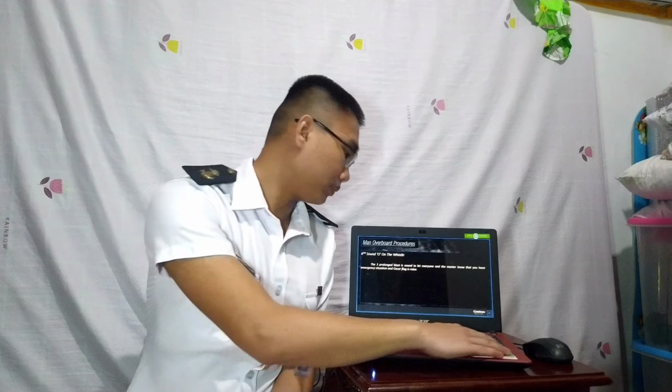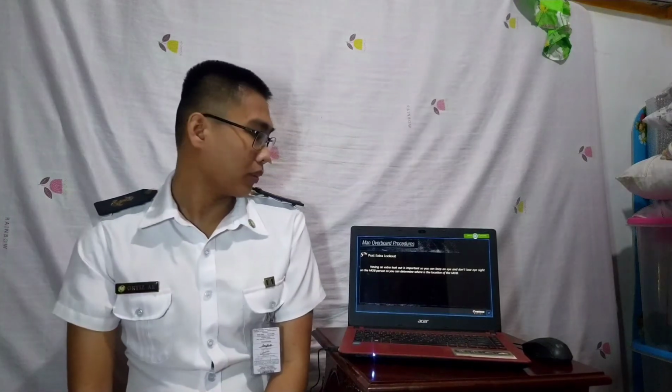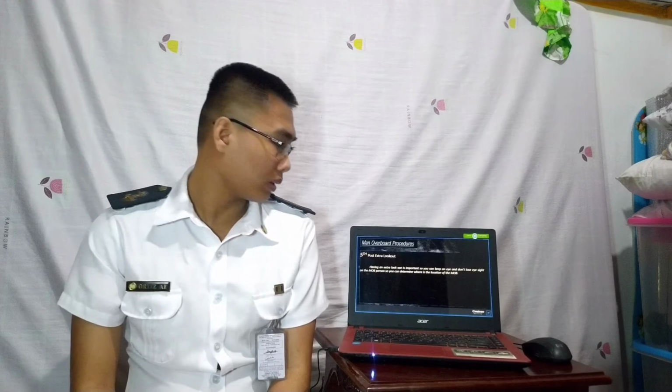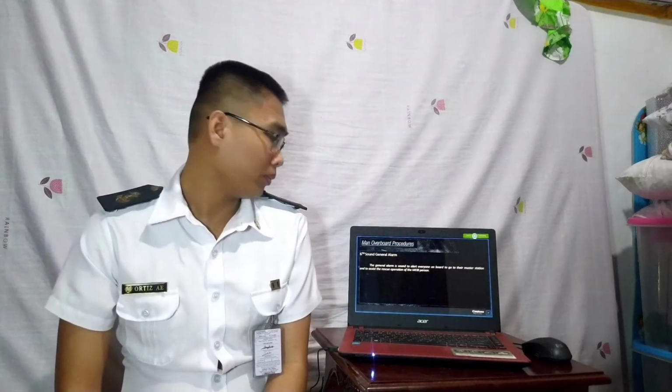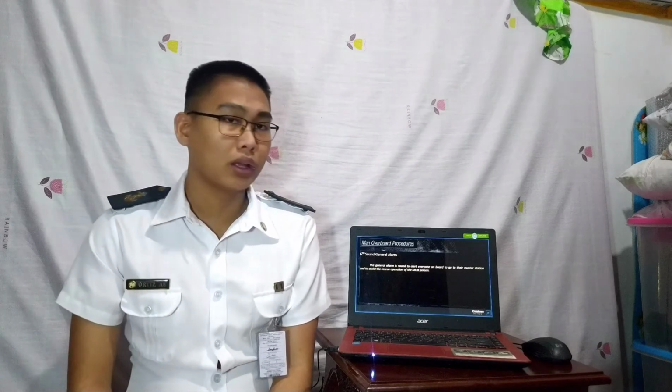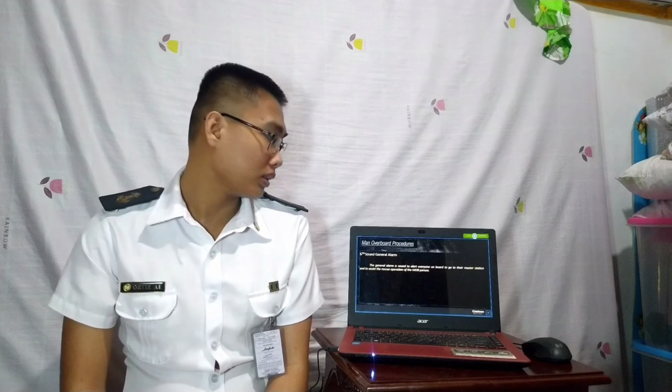Number 5 is post extra lookout. We need to post extra lookout so we can see the position of the man overboard, so that it cannot be out of our sight. And then sound the general alarm. By sounding the general alarm, everyone on board will be notified, just like the triple blast.